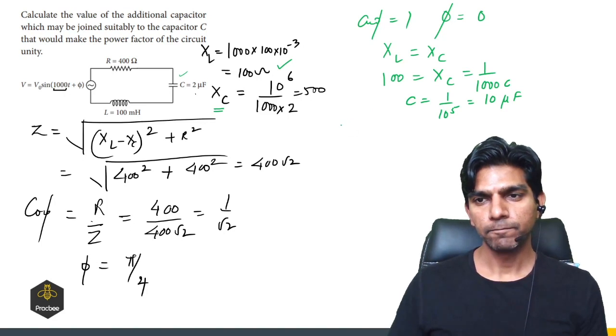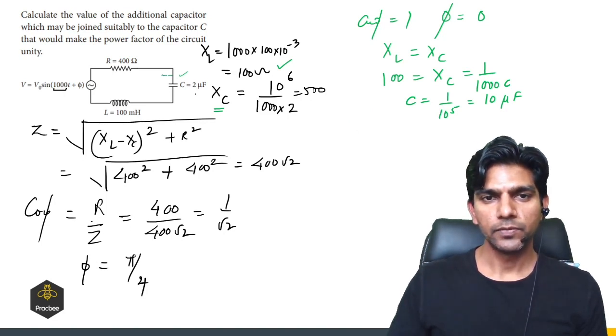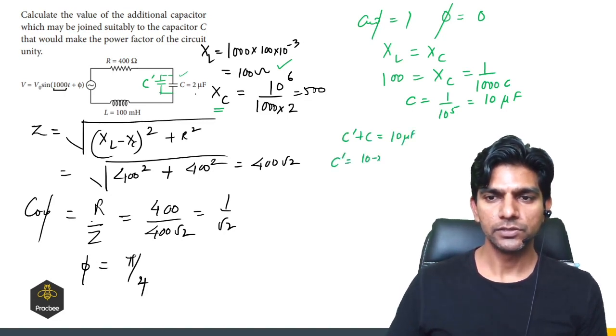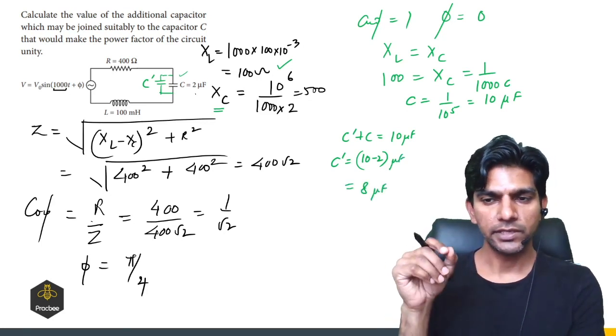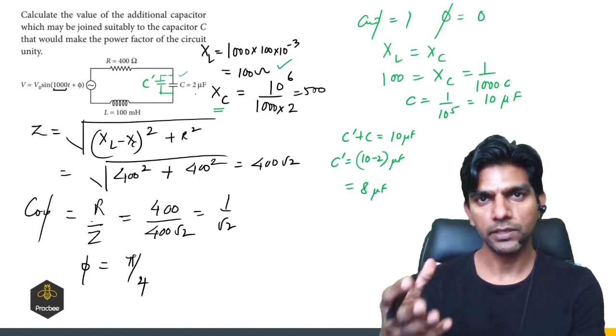So we can say we are connecting a capacitor in parallel to this, and let us say it is C prime, right? So C prime plus C should be equal to 10 microfarad. So C prime has to be 10 minus 2 microfarad. So that will be 8 microfarad. So we have to connect a capacitor of 8 microfarad in parallel to the given capacitor.